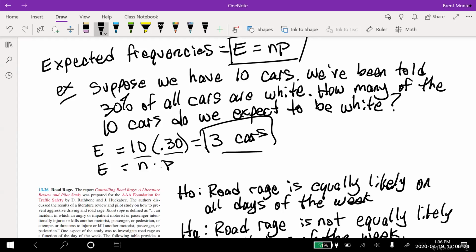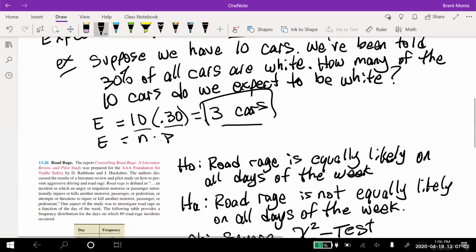Okay, so notice we have an expectation of 3 in this case. Remember from what we said before, 3 is okay because it's at least 1, but we can't have too many. We can't have more than 20% of our possible outcomes less than 5. We've already got 1 that's less than 5 here, and that's 1 out of 5. So we have to have at least 4 more categories that all have expected values greater than or equal to 5.